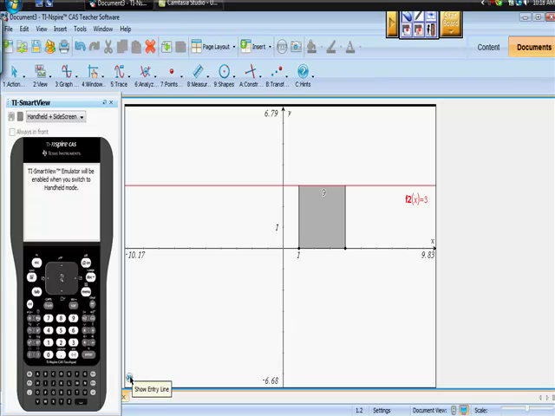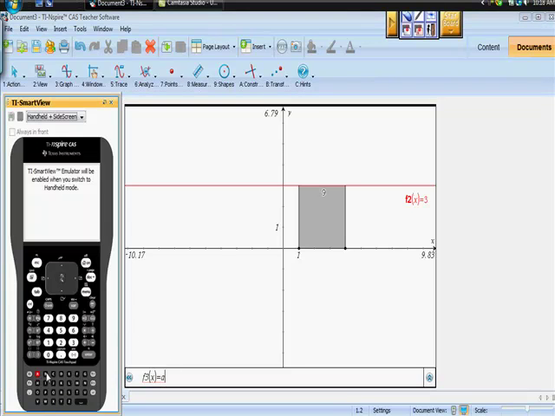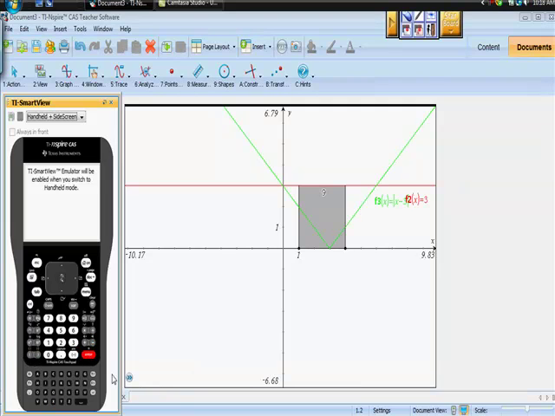Now what I'm going to do is, I said, it's this, right? Minus the area of the absolute value, ABS, absolute value of x minus 3, right? So here's this graph right here, right?